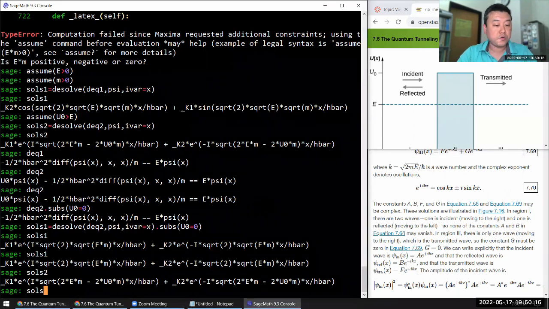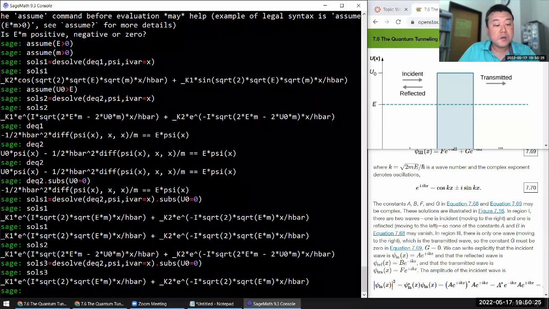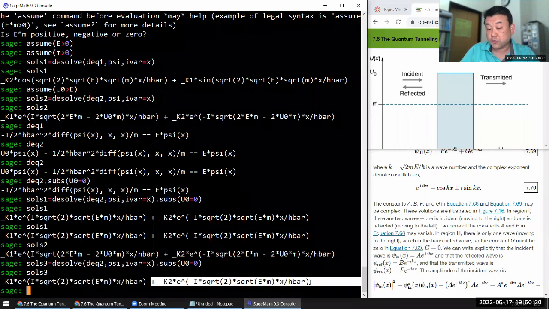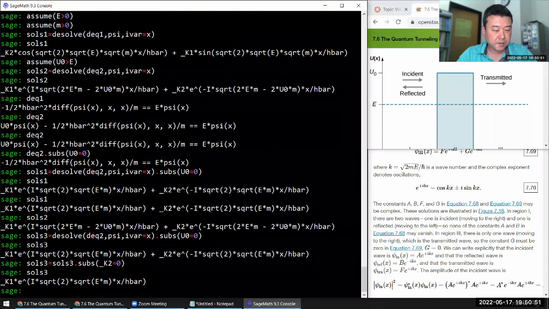So I can get solution 3 the exact same way I got solution 1. I'll start from here. Now, what I need to do is make this portion of the solution go away so that I don't have a wave in this region that's traveling to the left. So solution 3 is equal to solution 3, substituting in K2 equal to 0. Right? Okay.